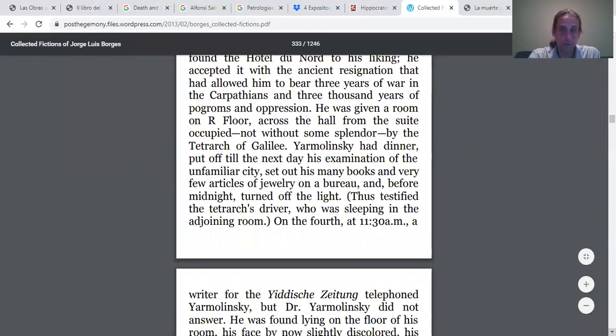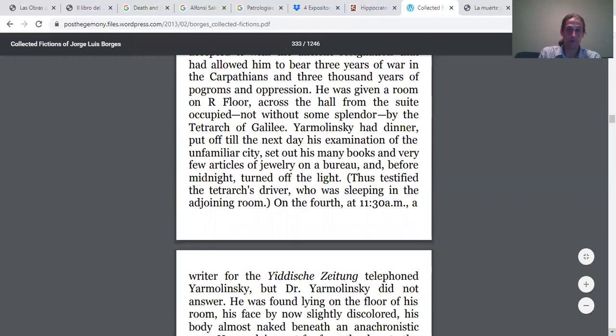Near the end of the page, we learn that the writer for the Yiddische Zeitung, which is just a Yiddish newspaper, called Yarmolinsky at 11:30 a.m. You may be interested to note that in all of the Spanish editions of this text that I've been able to consult, the time given is not 11:30, but 11:03, so 11 and 3 minutes. I'm not entirely sure where Hurley got 11:30, but it's not really that significant, especially since the motif of 3 is preserved in both cases.